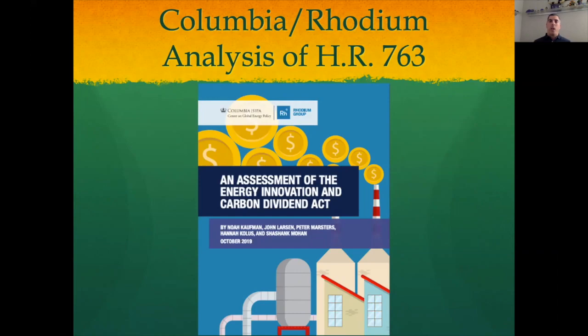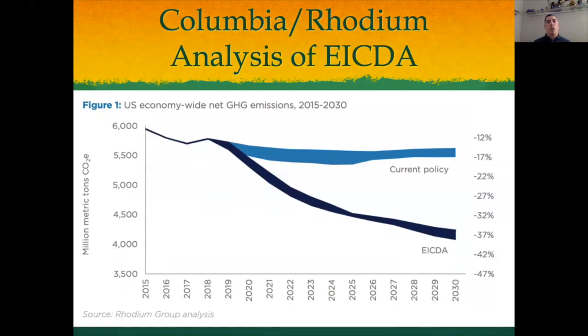So then we can look at what it's going to do to fossil fuel emissions, to carbon emissions. Columbia and Rhodium did an analysis of our bill, HR 763, just recently. And so I'm going to show a couple of nice charts from that report. So this first one shows how it will change US greenhouse gas emissions. So the top light blue line is under current policy, how US emissions are expected to change. You can see they go down very little, but they're pretty flat because we don't have much in the way of a national climate policy right now.